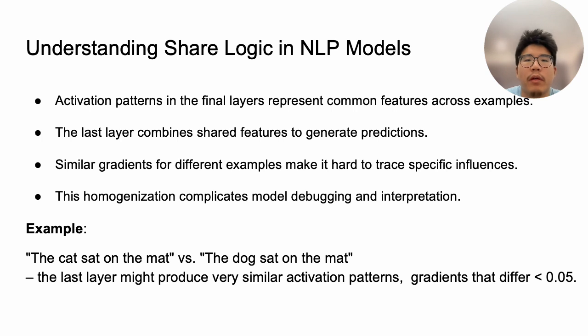For example, take these two sentences: the first is "the cat sat on the mat", and the second is "the dog sat on the mat". The last layer might produce very similar activation patterns, with gradients that differ by less than 0.05.